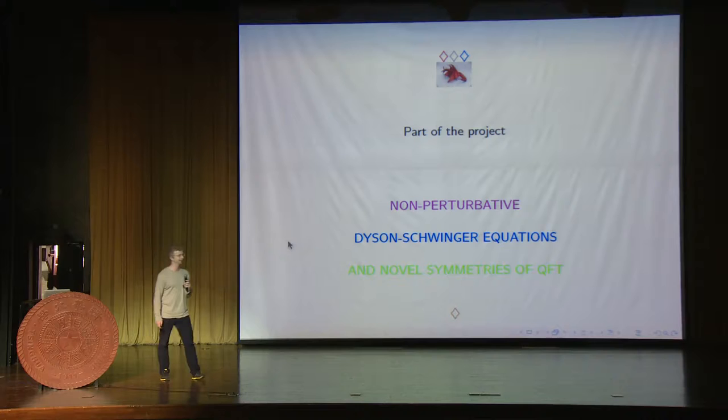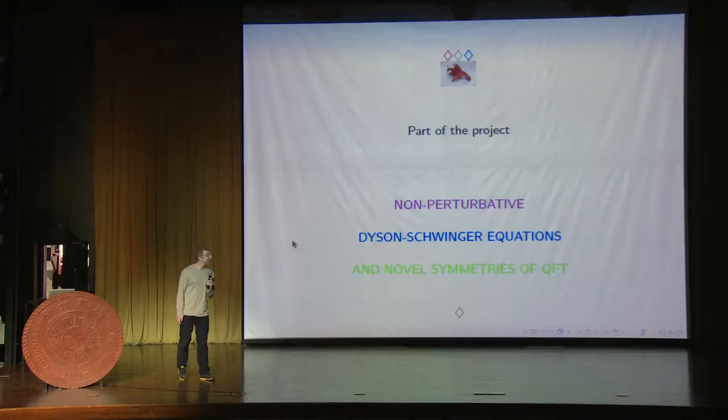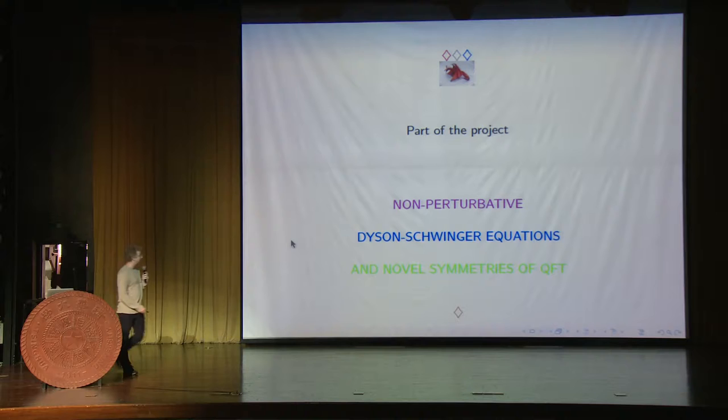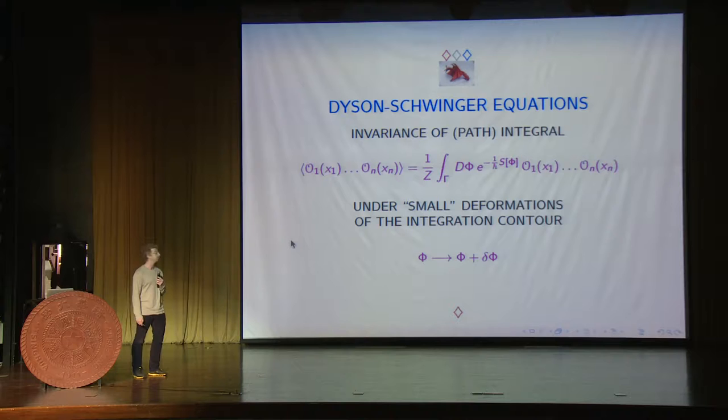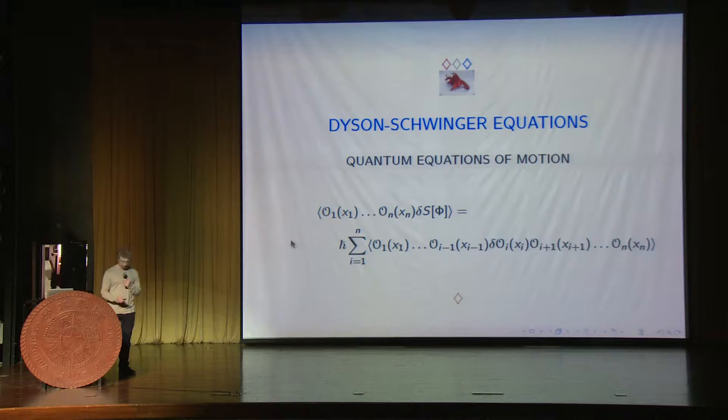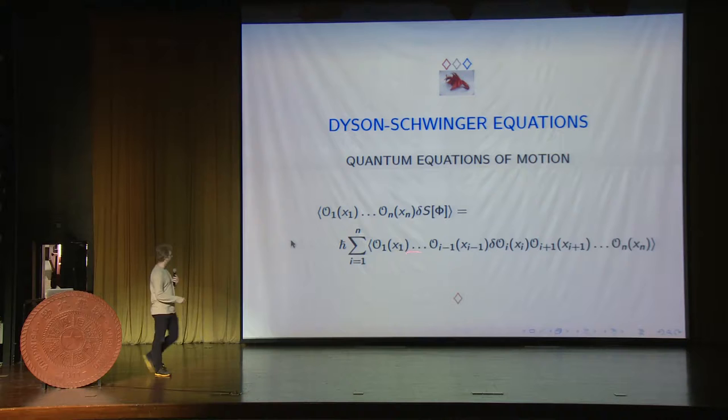For example, Douglas at that time meant Mike, and Stanford was just the university. And so I assume some of you have forgotten the non-perturbative Dyson-Schwinger equations and novel symmetries of quantum field theory.